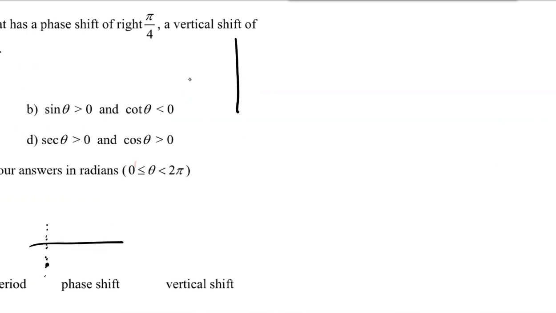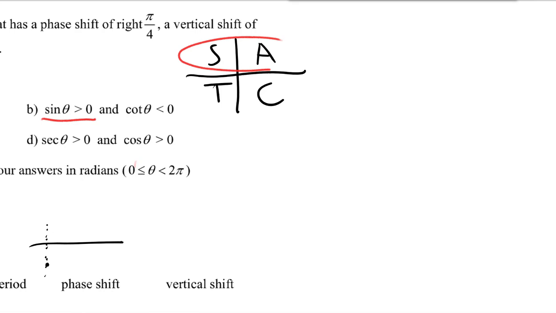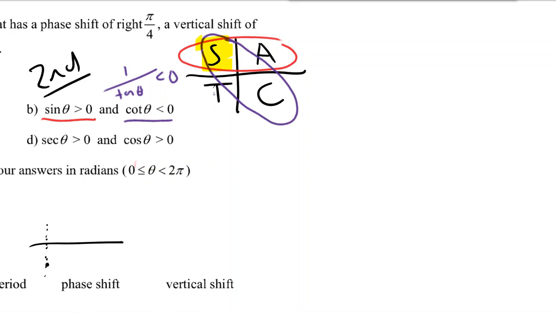Okay, try the same thing with part B. So it wants to know where sine is positive, that would be 1 or 2, all positive, sine and its reciprocal, and where cotangent's negative. Well, cotangent is the reciprocal of tangent, so where tangent's negative is where cotangent's negative. Tangent's positive in 1 and 3, which means it's negative in 2 and 4. So quadrant 2 is the only one where sine is both positive and cotangent is negative.